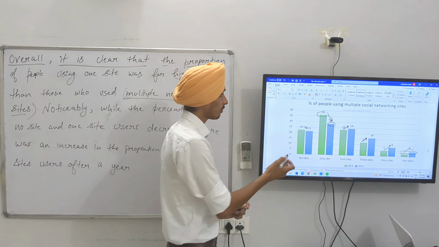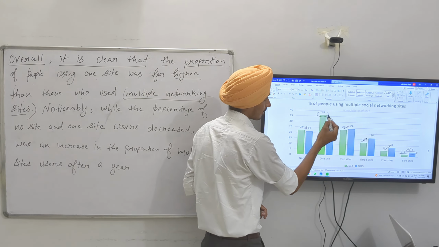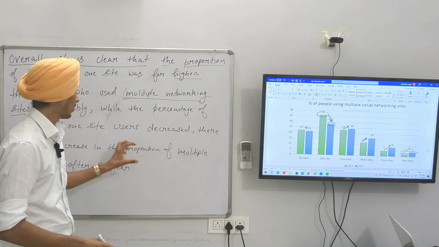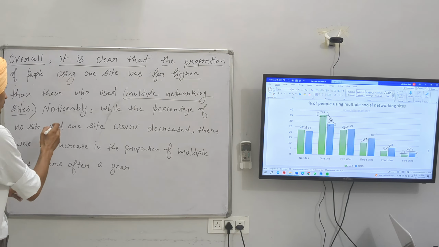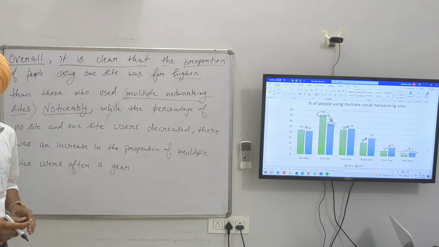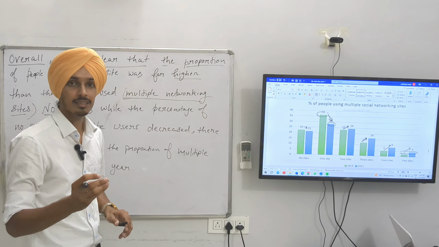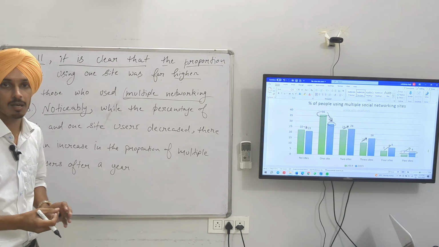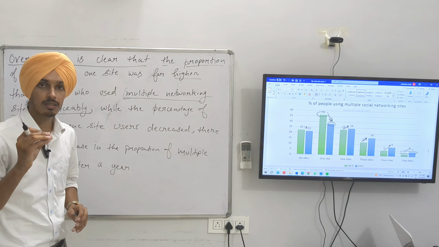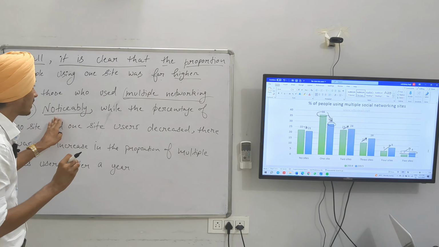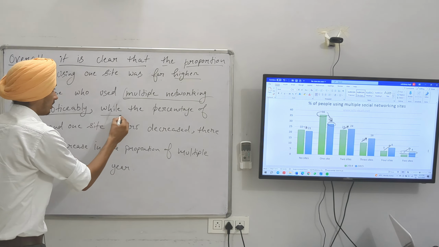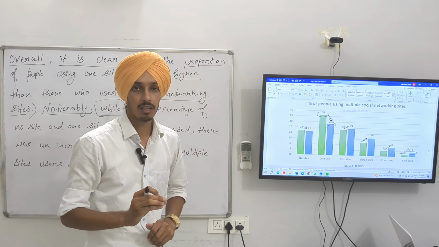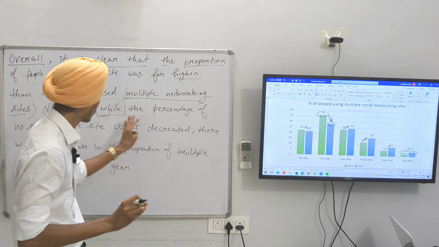So the next thing that we found was the changes, the decreasing and the increasing changes. I have also written that using the word noticeably. Noticeably means something that is important to be noticed. So I have used that word to attract the attention of the examiner that I have found something very interesting. So, noticeably, while is a great conjunction to use when we need to make any complex sentence. So I have used that.